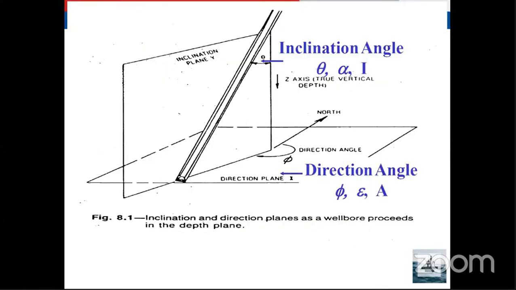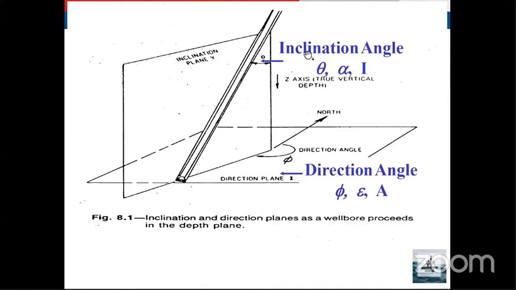Okay, so this is the figure we use in the design of the well. For example, this is the borehole, and this is the vertical line. It is an imaginary line. If I want to measure the angle, what can I do? I will take a vertical line, an imaginary vertical line, and this is the actual well path. So the inclination angle will be the angle between the vertical line and the deviating well bore.